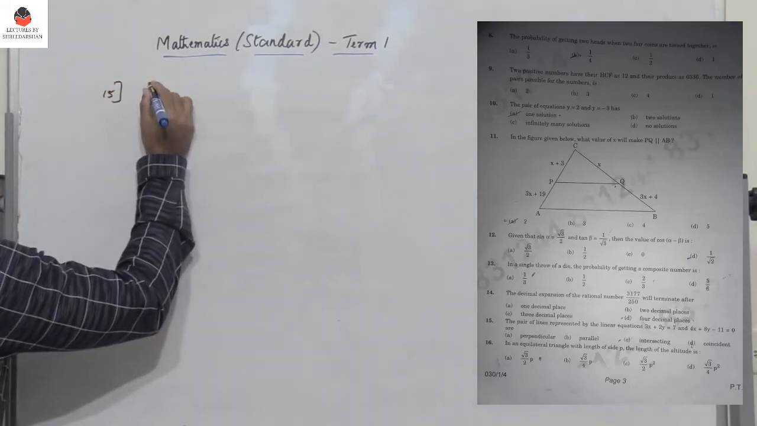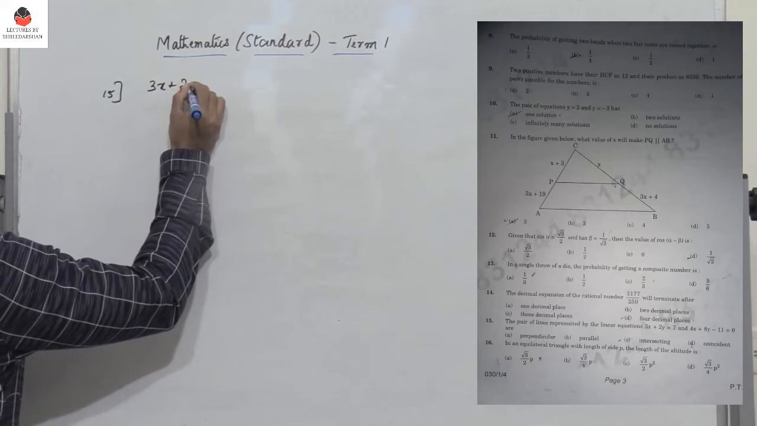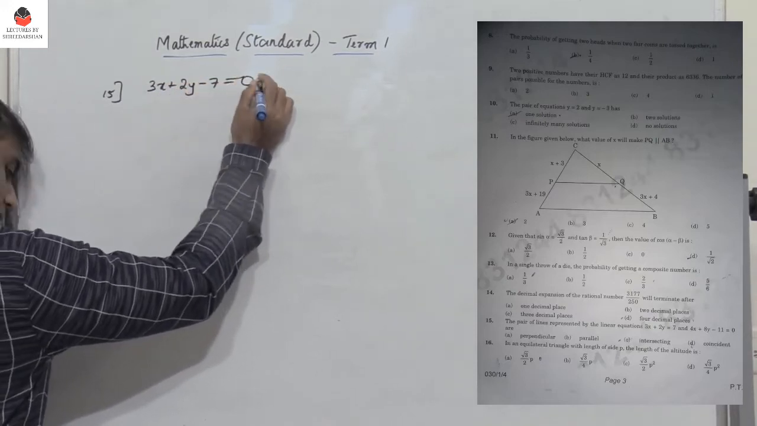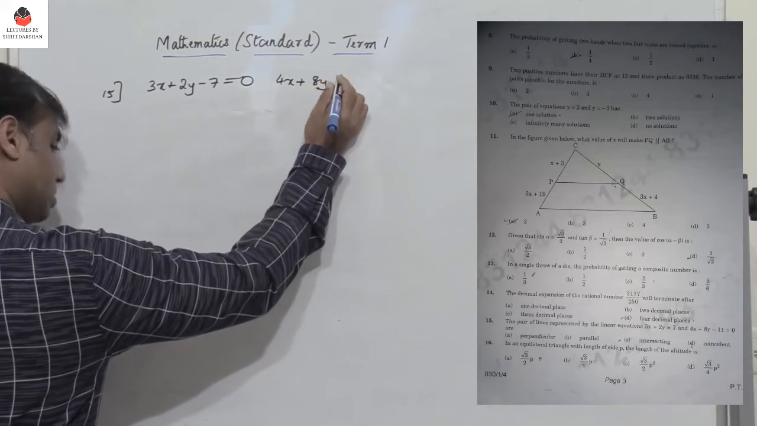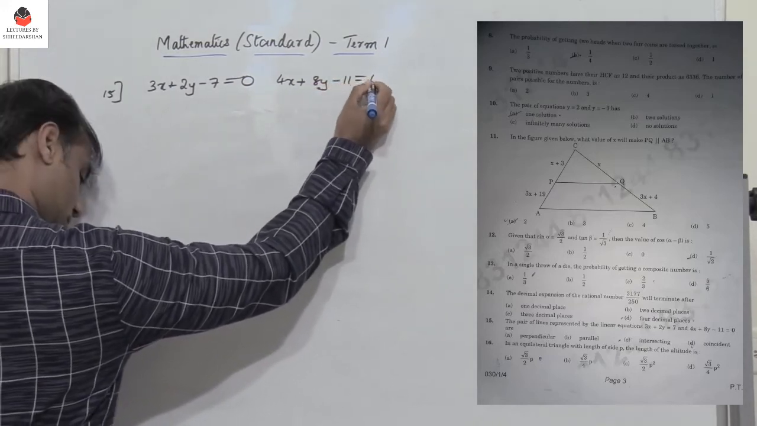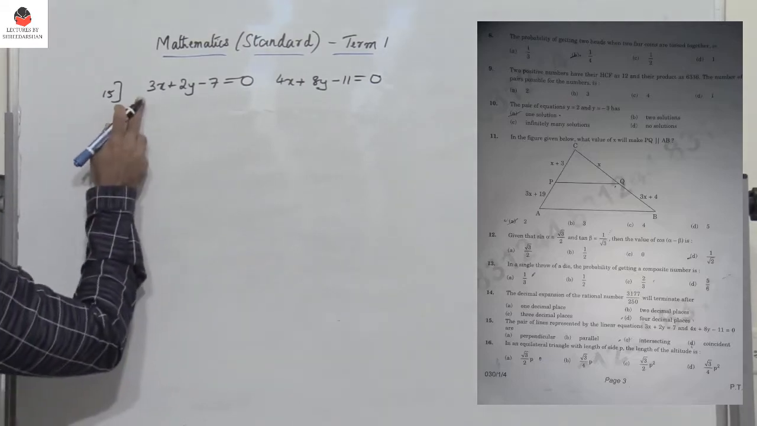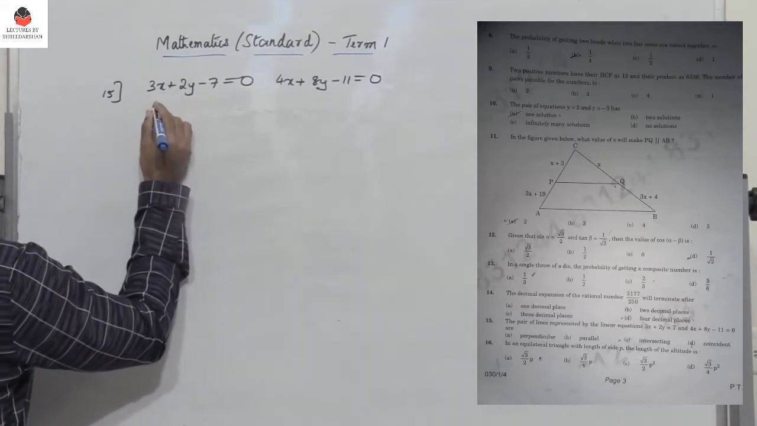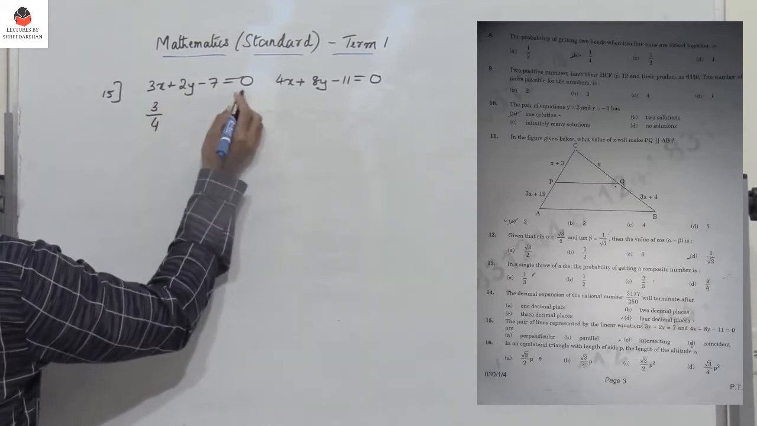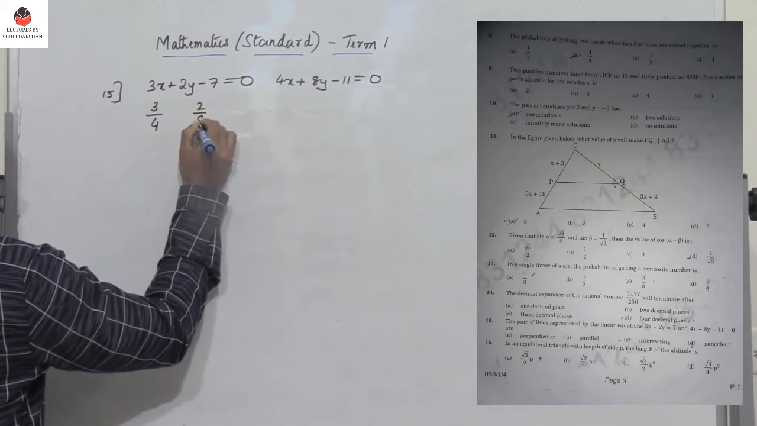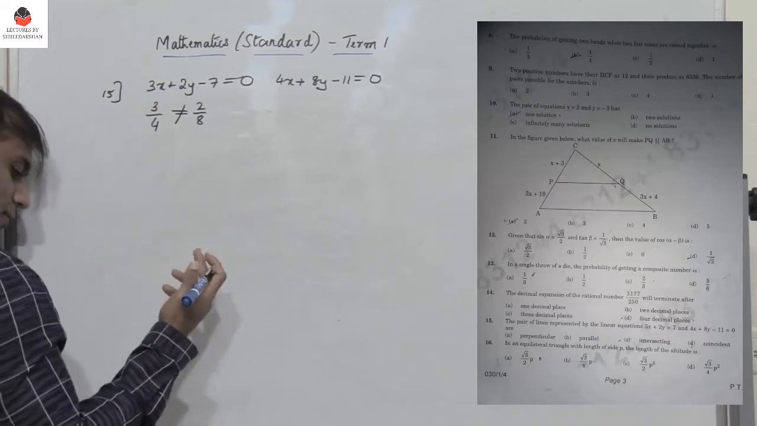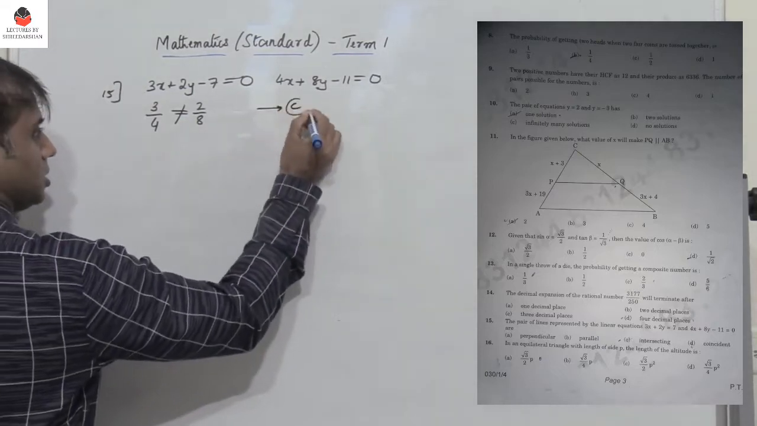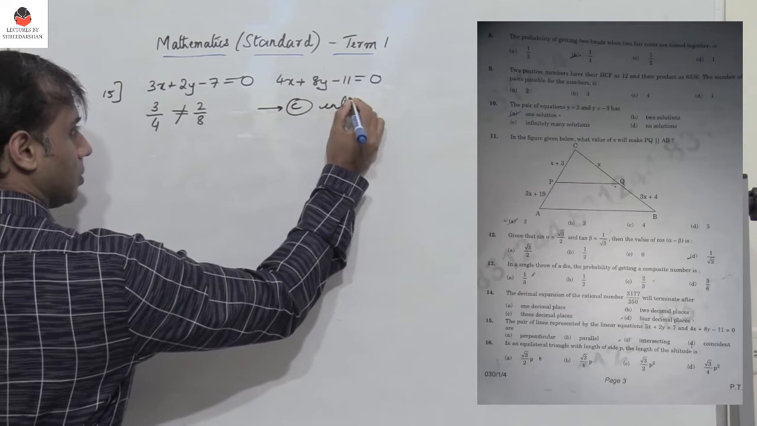15.1, the pair of lines 3x plus 2y, I bring 7 to the other side, equals 0, and 4x plus 8y, bring 11 to the other side, equals 0 is. So A1 by A2, that is 3 by 4, B1 by B2, 2 by 8, are definitely not equal. So if this is not equal, we find that they are intersecting. So it is option C, intersecting.